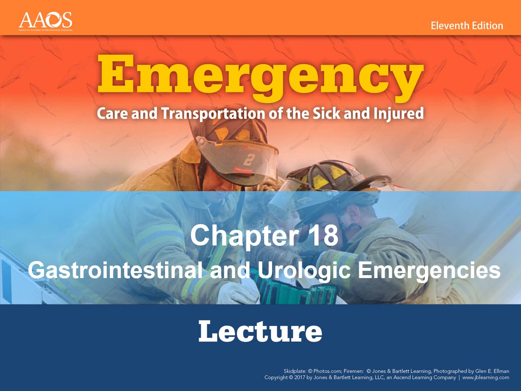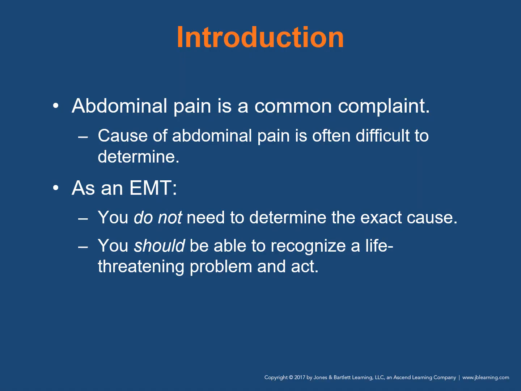So now we're going to do Chapter 18, Gastrointestinal and Urologic Emergencies. When we talk about gastrointestinal emergencies and urologic emergencies, we're talking about the organs within the abdomen. The way these will likely come in is as a complaint of abdominal pain.